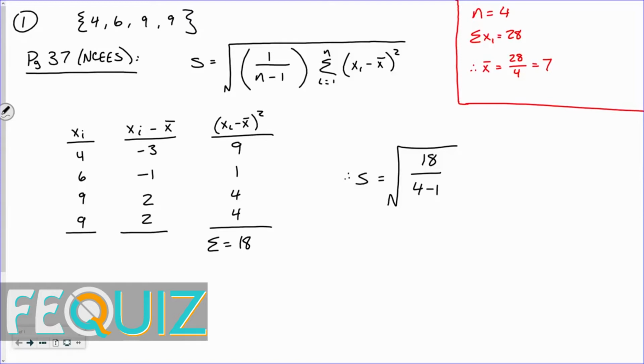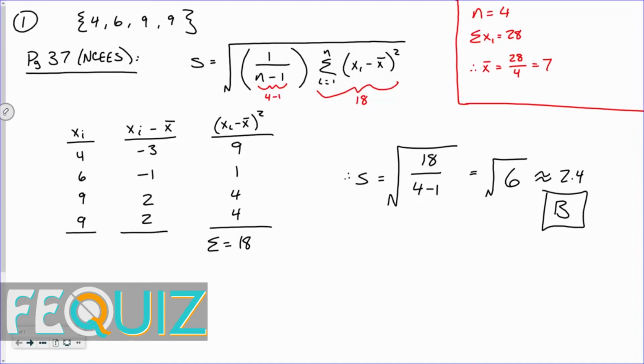There's my formula. This entire sum on the right, this is 18. That is 4 minus 1. So 18 over 4 minus 1 is essentially 6, so that's the square root of 6, which comes out to about 2.4. So the answer is B. Okay, now that's if you want to go through and do the algorithm.